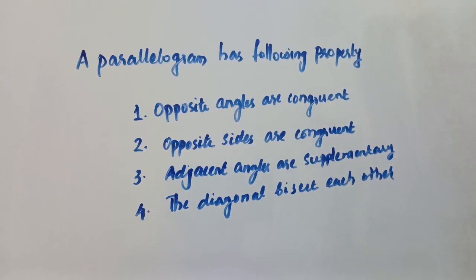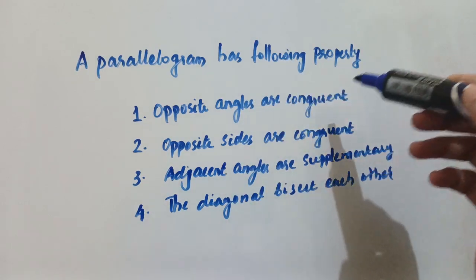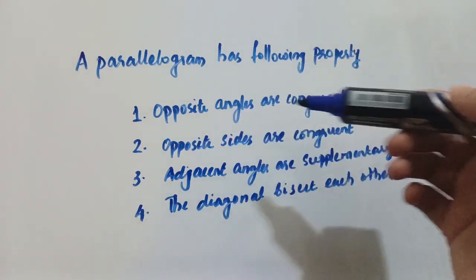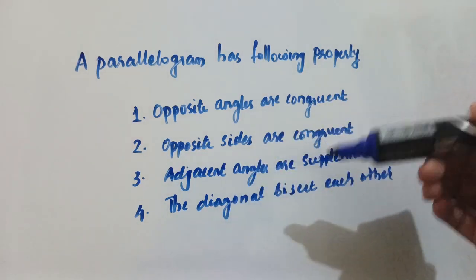Next, a parallelogram has the following properties. There are 4 properties for a parallelogram. First, opposite angles are congruent. Opposite sides are congruent. Adjacent angles are supplementary. The diagonals bisect each other.